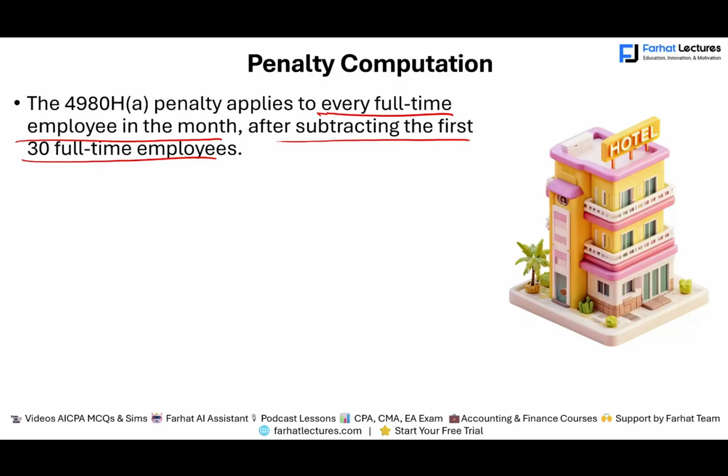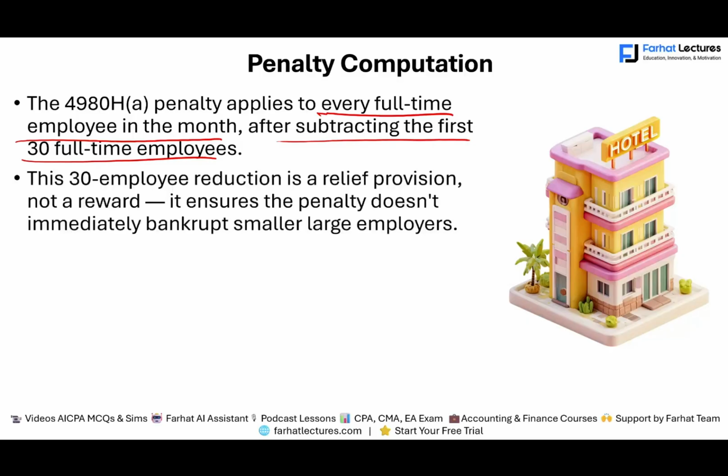It does not matter. Now, they allow a 30 employee reduction, which is a relief provision, not a reward. It ensures the penalty does not immediately bankrupt a smaller employer. They're trying to be nice, giving you kind of an exemption for the first 30. Remember, the ALE minimum is 50. So basically they will charge you on the first 20. But if you have 1,000, the 30 doesn't really matter. You have to pay for the 970 now.